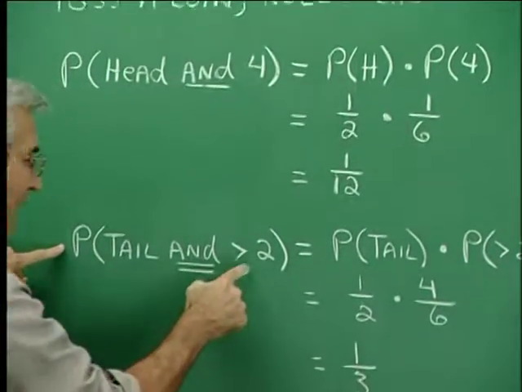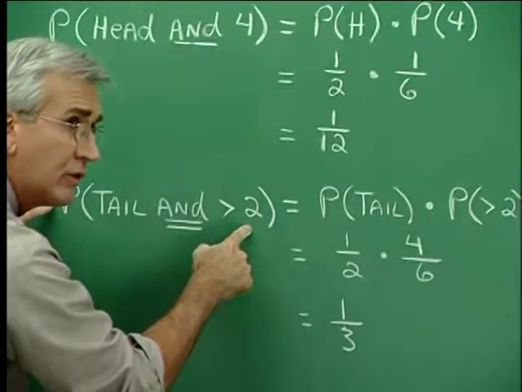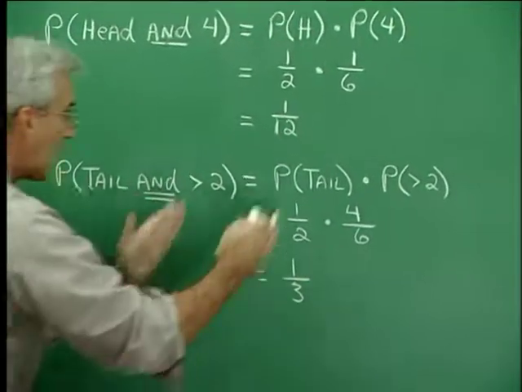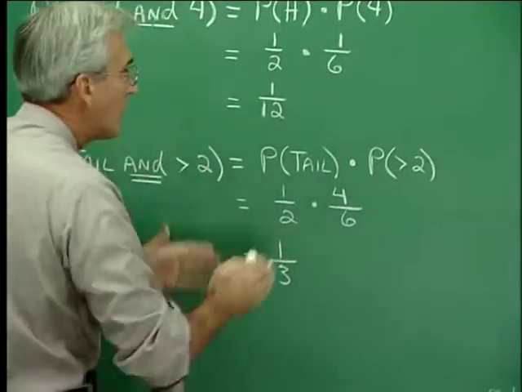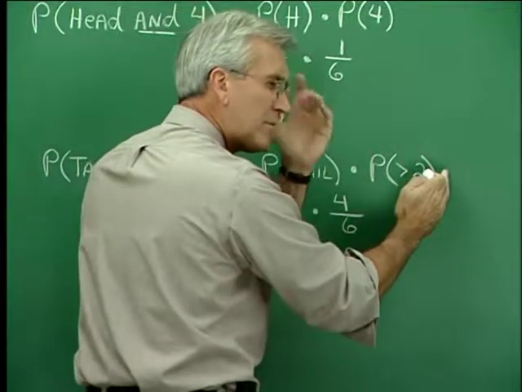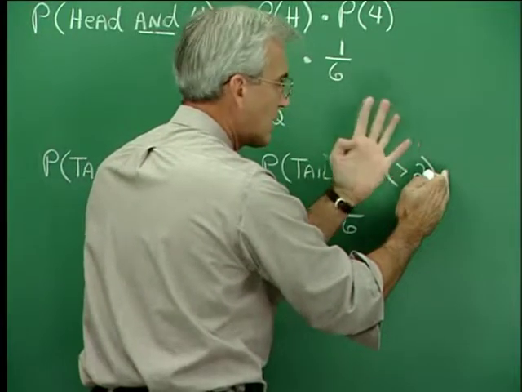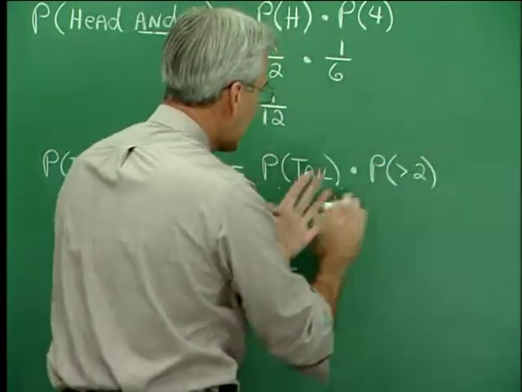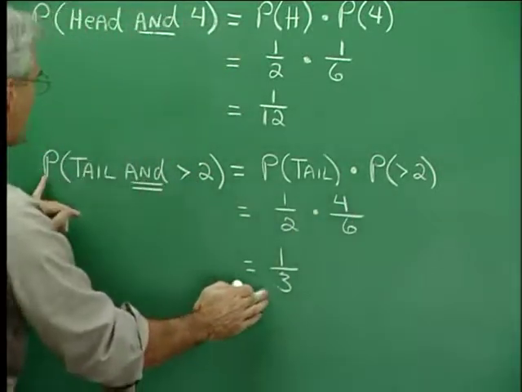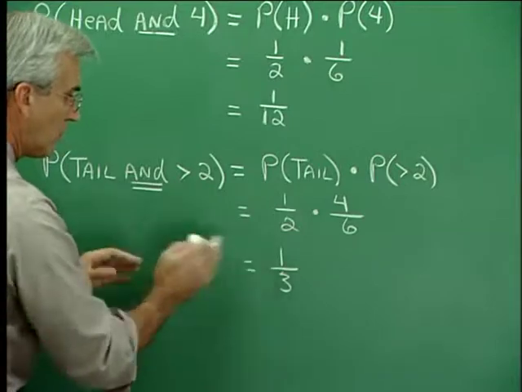Probability of tail and a number greater than 2. Well, let's separate them and multiply. The probability of tail, well, that's just 1 in 2. The probability of a number greater than 2, that would be 3, 4, 5, 6. There are 4 of those, so it's 4 out of 6. And now multiplying, we find that the probability of tail and a number greater than 2 would be 1/3.